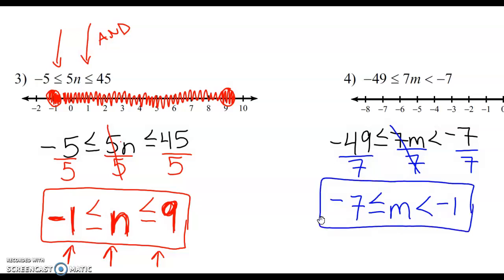So just like it looks, I want the m's between -7 and -1. So I'd have my dot at -7 that I would fill in because it is equal to, and I want to be greater than -7 and at the same time less than -1. So I want the numbers m that are between -7 and -1. Notice I filled in -7 because it had the equal to with the inequality. I did not fill in -1 because it did not have the equal to.